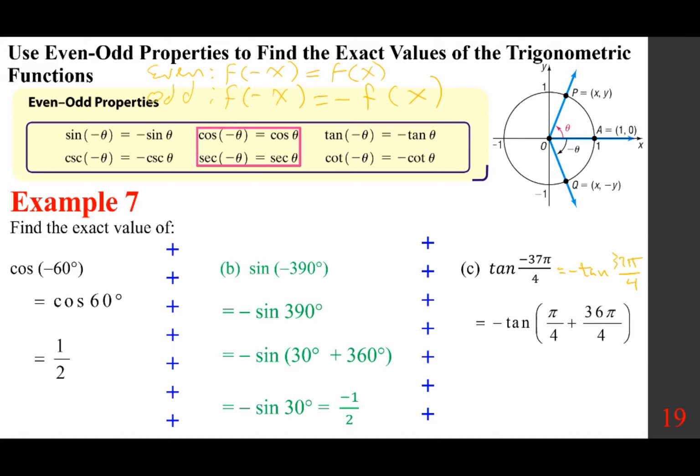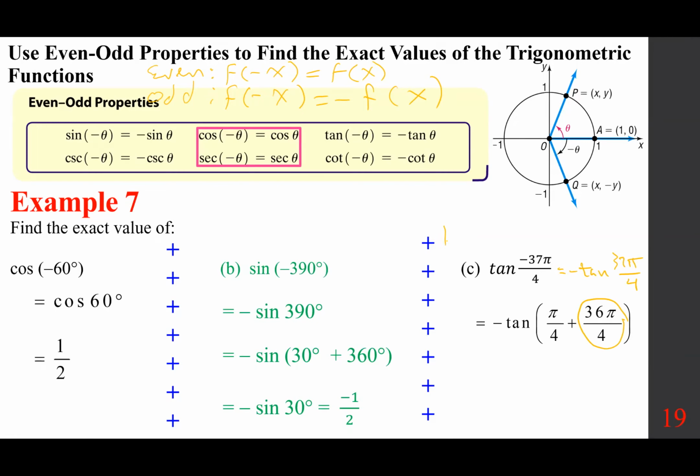37 pi over 4. Now 37 pi over 4 is larger than 2 pi. So you take out multiples of 2 pi and you notice 36 pi over 4 is multiples of pi. My apologies. You want to take out multiples of pi because tangent is a periodic function with the period pi.